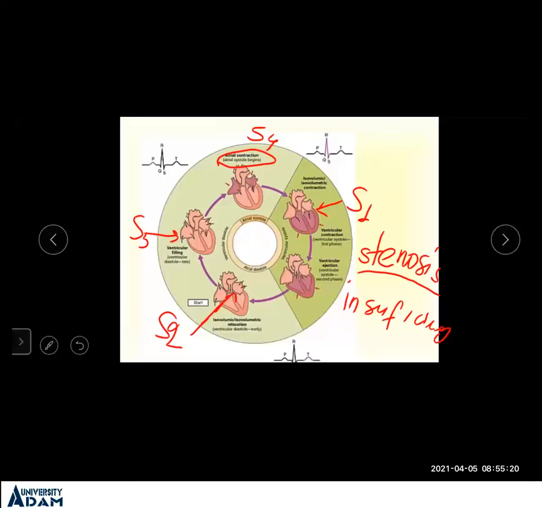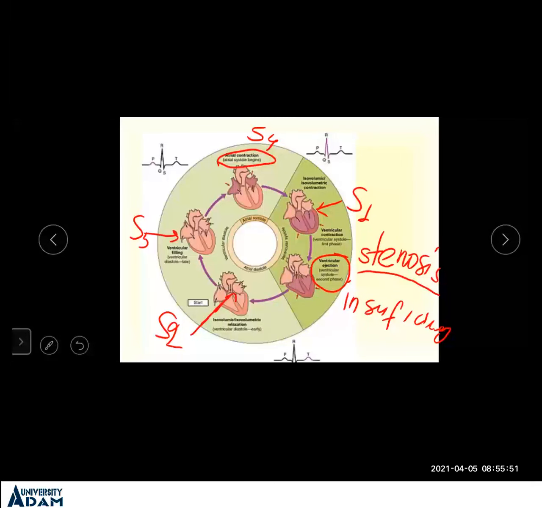Stenosis means the aortic valve does not open properly. It opens during the rapid ventricular ejection, which is a period of systole. So we hear the murmur during systole, and we call this murmur a systolic murmur.